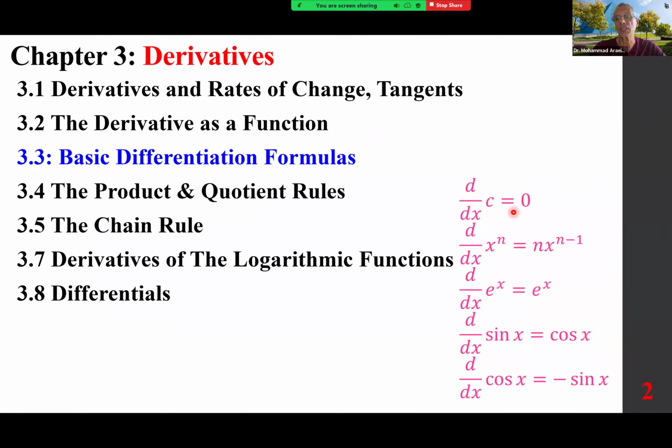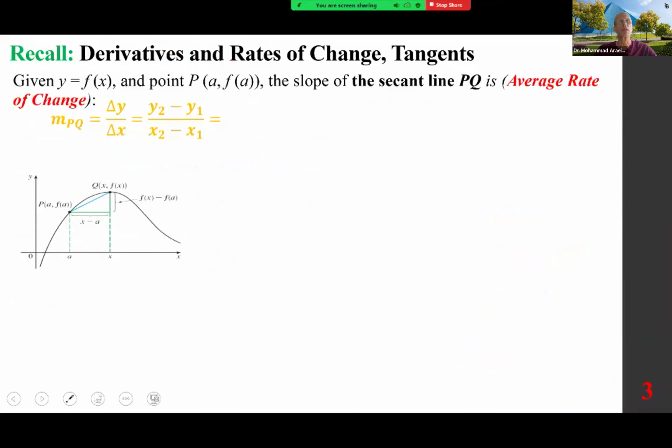d dx of c is 0. That means a constant results in 0. d dx of x to the power of n is n x to the power of n minus 1. This is called the power rule. d dx of e to the power of x is e to the power of x itself. d dx of sine of x is cosine, and the derivative of cosine is negative sine.